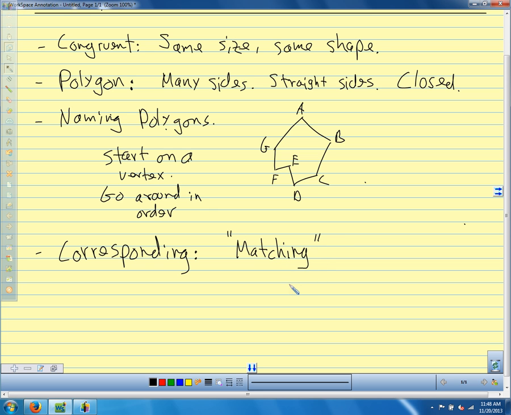So we'll talk about corresponding sides and corresponding angles in polygons. So corresponding sides means that we're matching things that are the same.